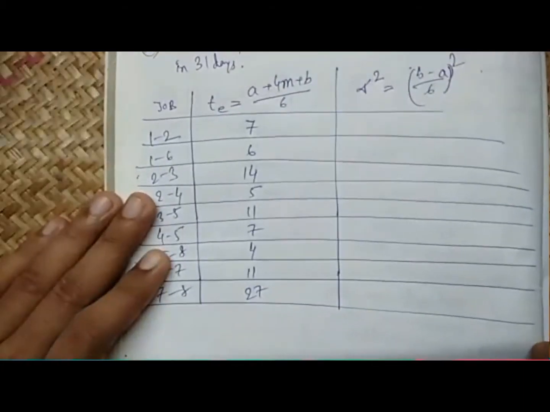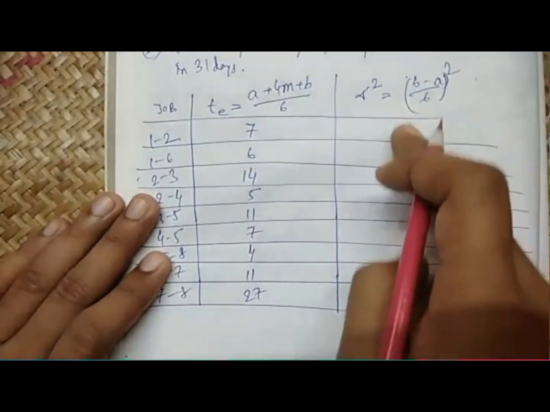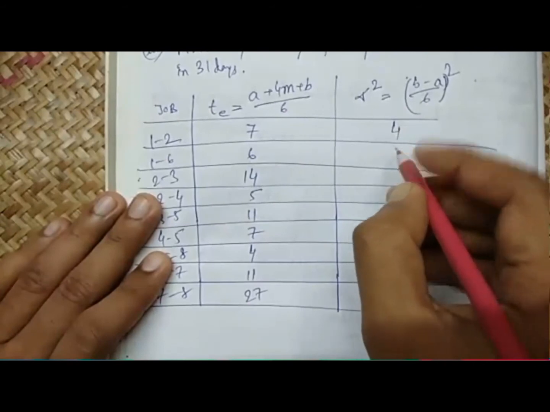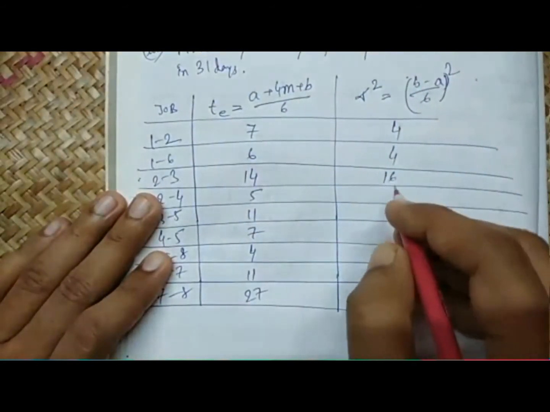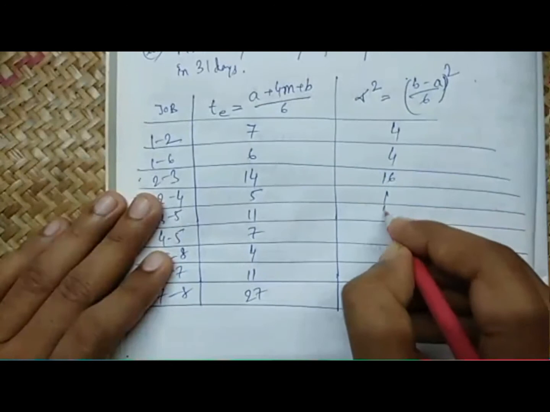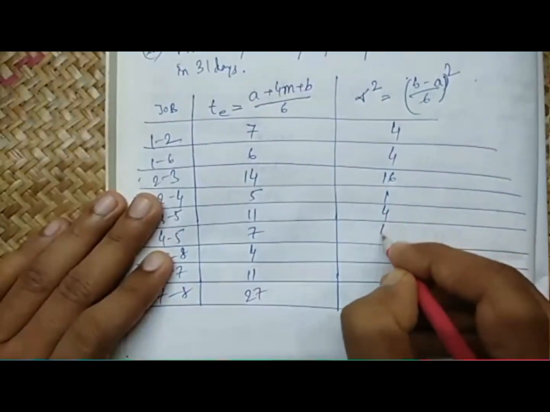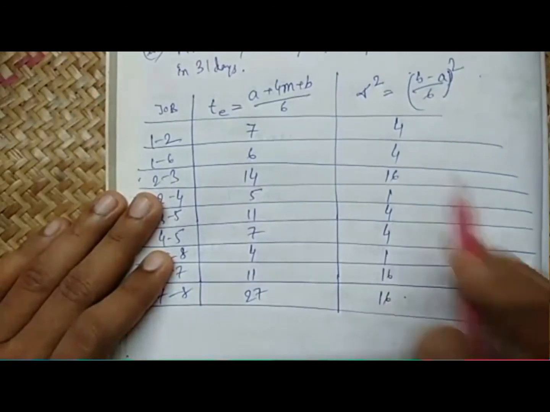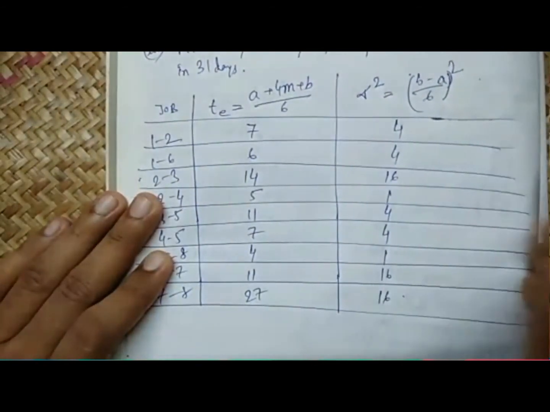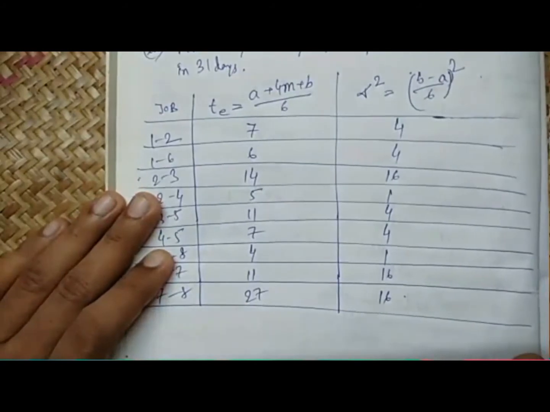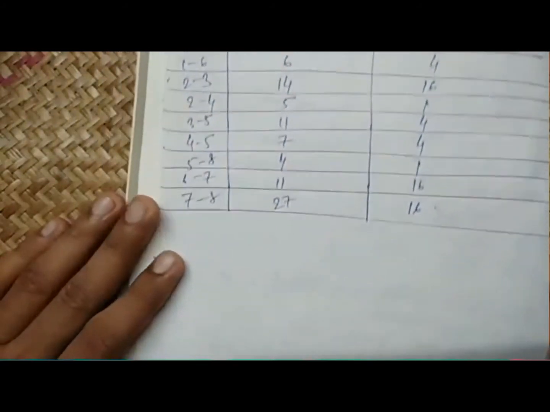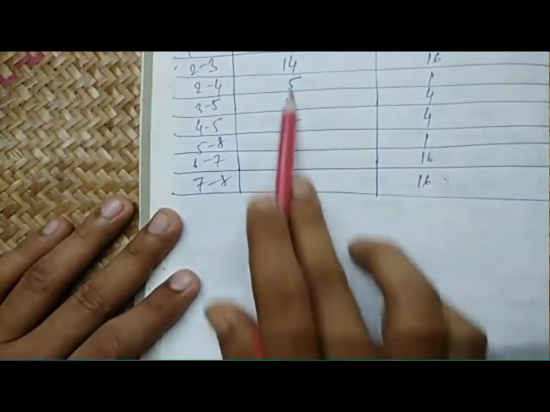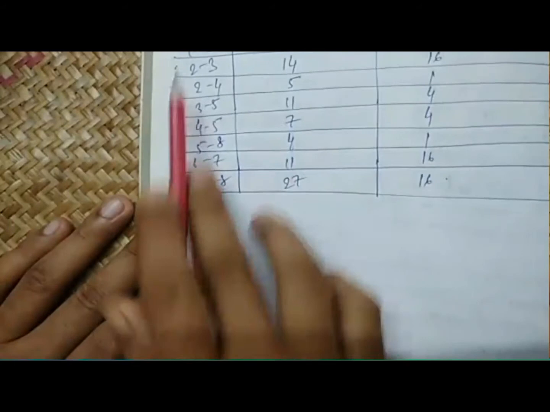Okay, and the variances of the different activities are 4, 4, 16, 1, 4, 4, 1, 16, 16. This is the formula; you just put the values in and you will get these values. Now we have the expected time for each activity.